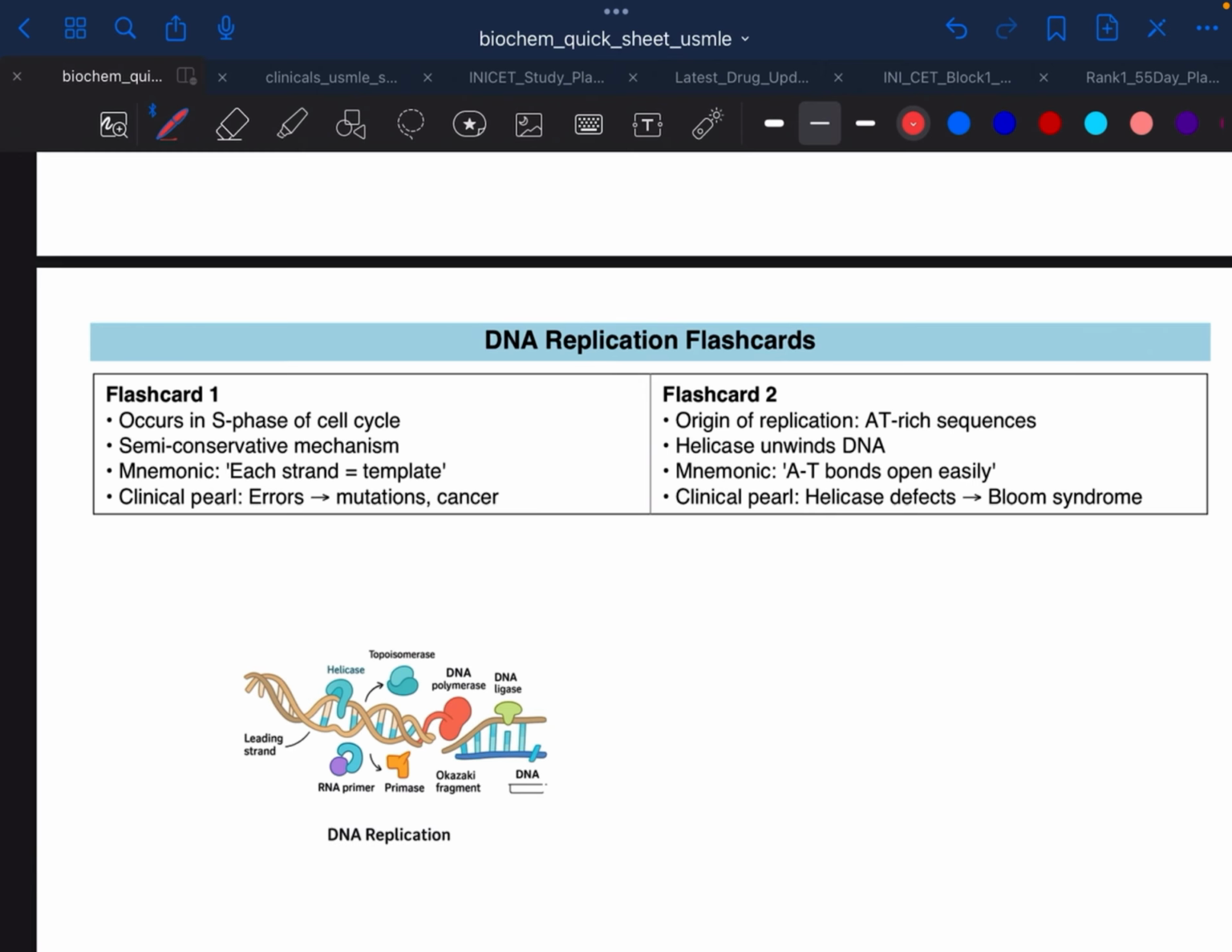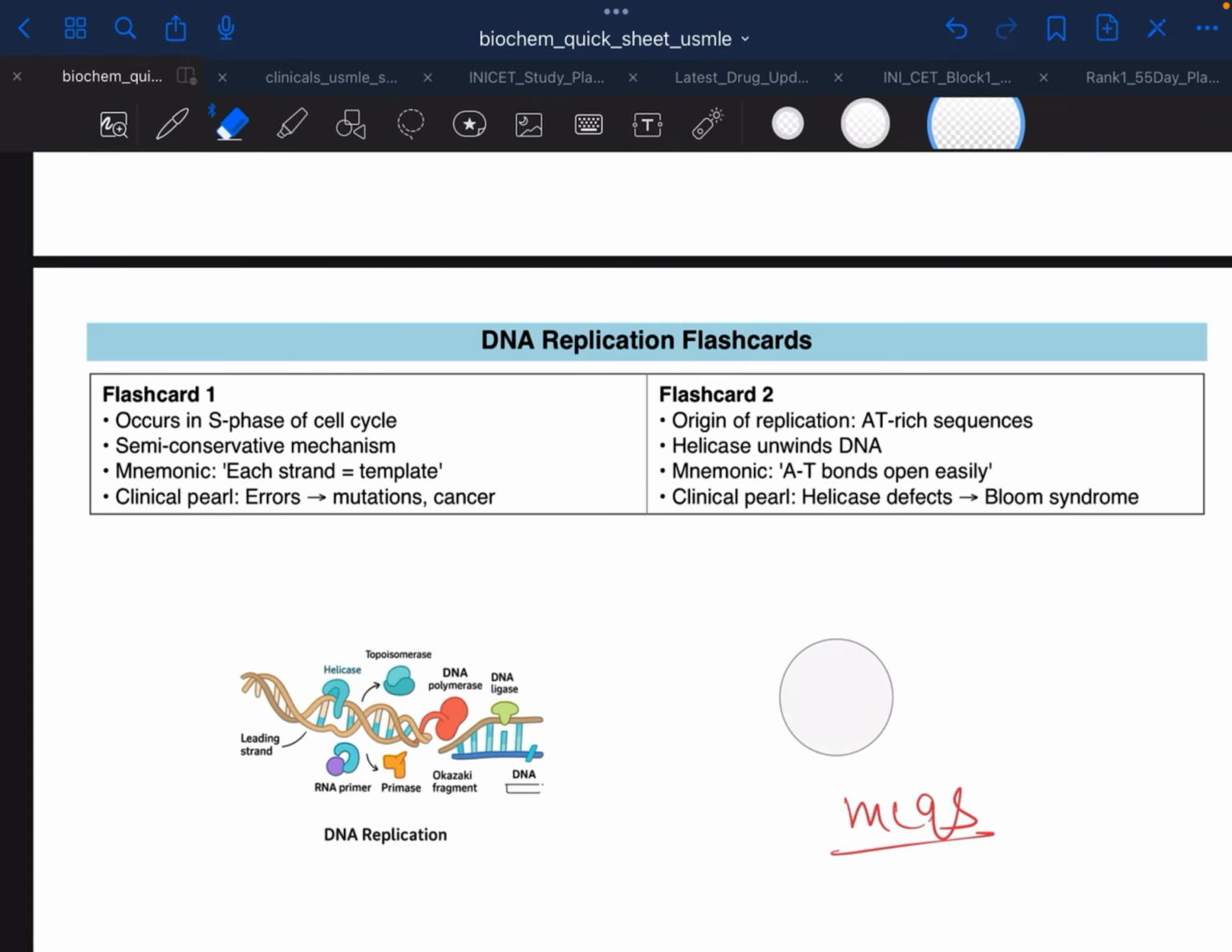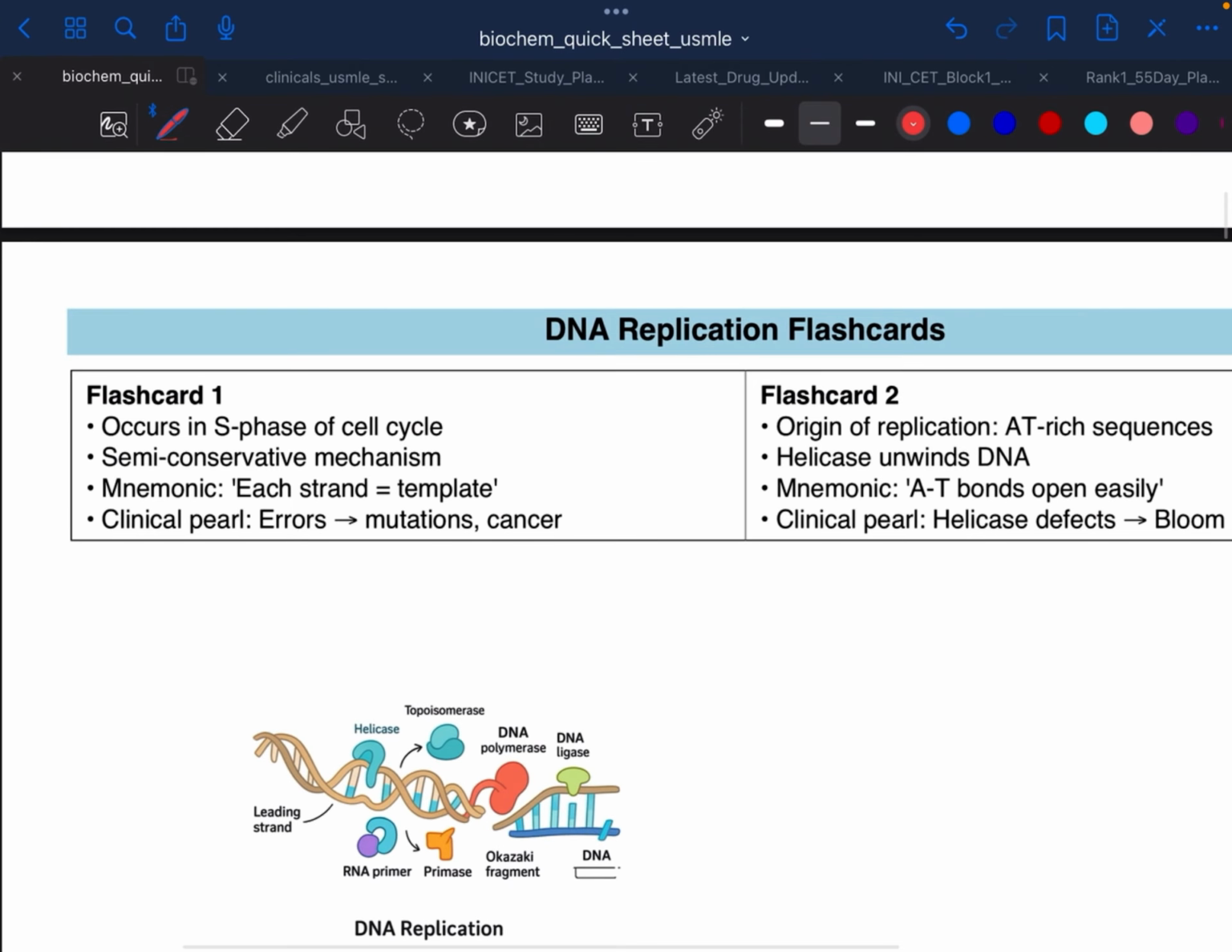Let me make it clear that these points are must-know, and if you know these points, then any MCQ will be very quick for you. You can solve any MCQs if you know these points from an exam point of view. This is a concise, crisp flashcard made for your last revision and daily revision also. So let's start with DNA replication.